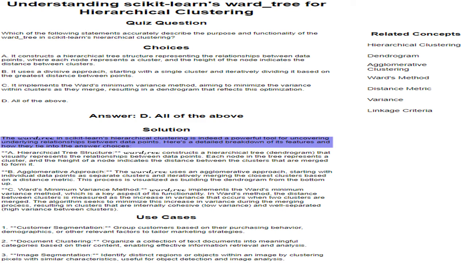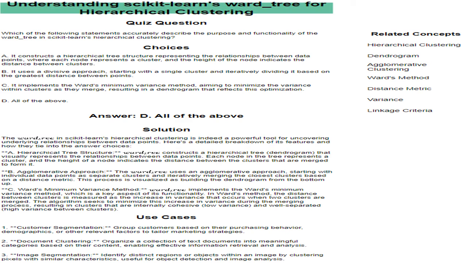Here's a detailed breakdown of its features and how they tie into the answer choices. Hierarchical clustering, a method of grouping data points into a hierarchy of clusters, where clusters are nested within each other. This creates a tree-like structure called a dendrogram. Dendrogram, a tree-like diagram that visually represents the hierarchical relationships between clusters in hierarchical clustering. The height of the branches in the dendrogram indicates the distance between clusters.